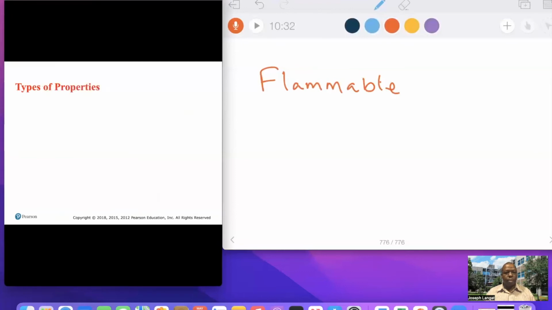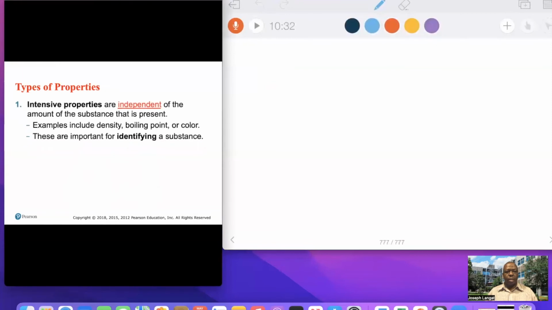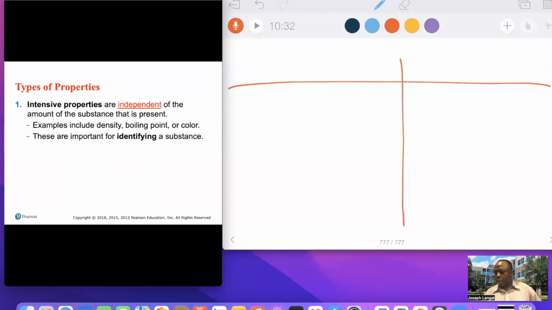Now, those are the two types of properties you need to learn. Read more in the text, make your own notes. Properties can also be classified as intensive or extensive. Here we are drawing a parallel between intensive and extensive.